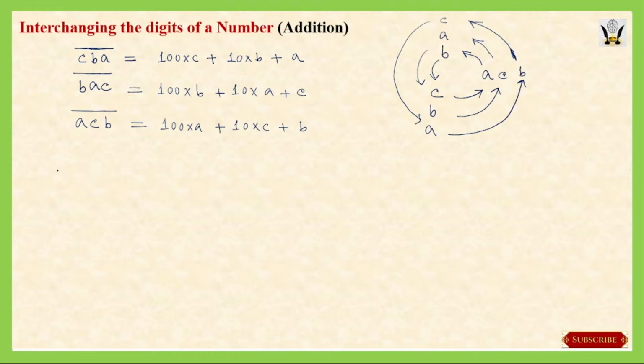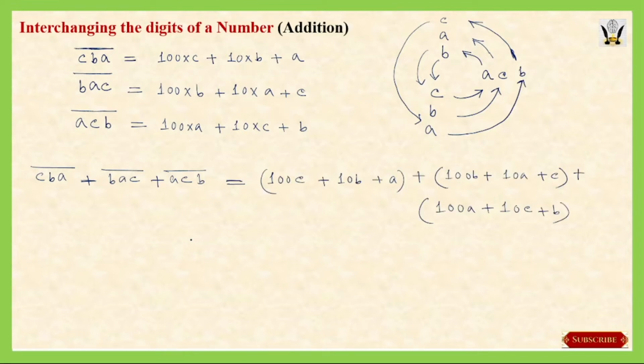Now suppose we want to add these three-digit numbers. It will be A, B, C. Then we have the next number that we obtained after changing the digits of that number in cyclic order, which is B, C, and then A. So now if we write the expanded forms of all these three-digit numbers, then we will be getting this expression.